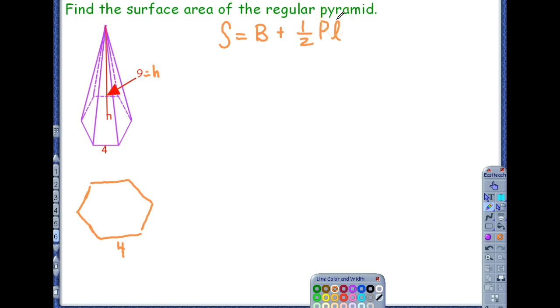Which piece would you want to start with? Let's start with the base stuff. So let's do the area of the base and the perimeter of the base. And we need the perimeter to even find the area in this case, so it's going to come into play. The perimeter of the base is usually the easiest to find. If you know the base edge, let's just knock that out.